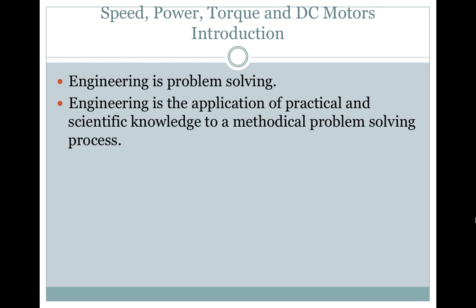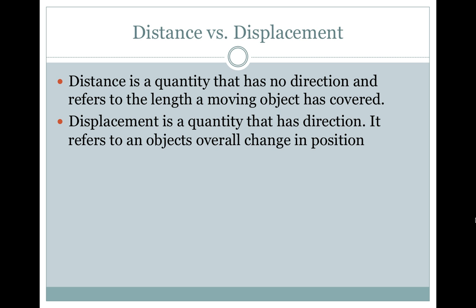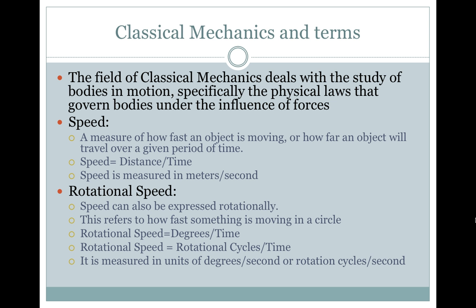Speed, power, torque, and DC motors introduction. Engineering is problem solving. Engineering is the application of practical and scientific knowledge to a methodical problem solving process. Distance versus displacement. Distance is the quantity that has no direction and refers to the length a moving object has covered. Displacement is a quantity that has direction. It refers to an object's overall change in position.